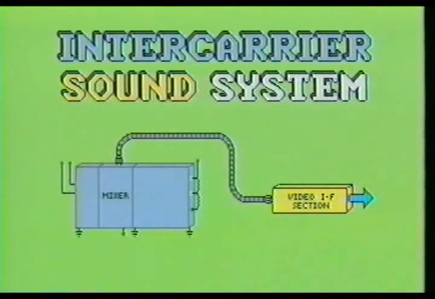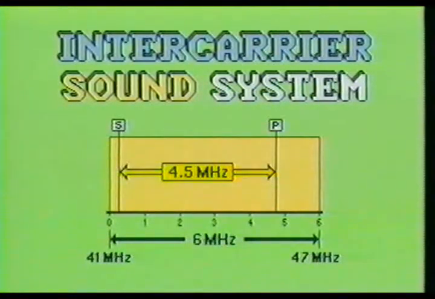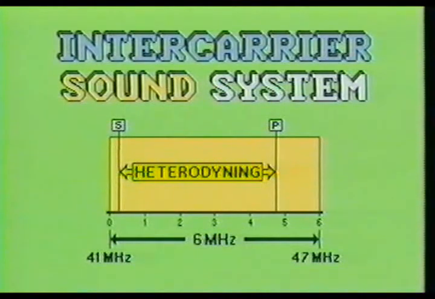The intercarrier sound system uses one mixer output and one main video IF amplifier section, as you have seen up to this point in the You Can Do television series. The intercarrier sound system uses the 4.5 MHz spacing between the IF sound carrier and the IF picture carrier as a standard frequency reference. The 4.5 MHz frequency is obtained through the process of heterodyning or mixing two signals together. These two signals are, of course, the IF sound carrier and the IF picture carrier.